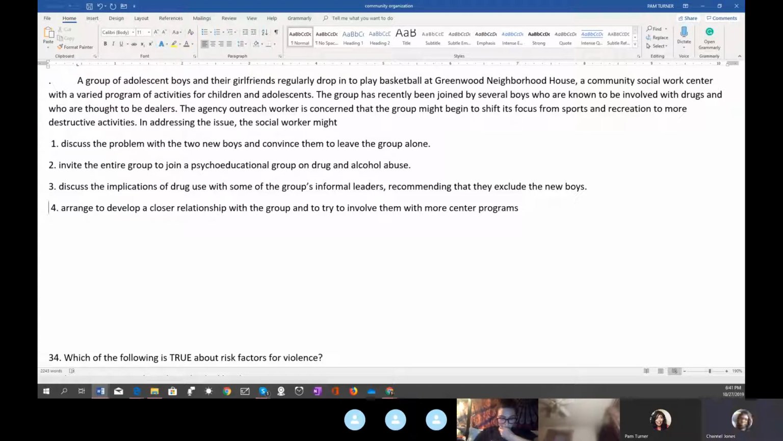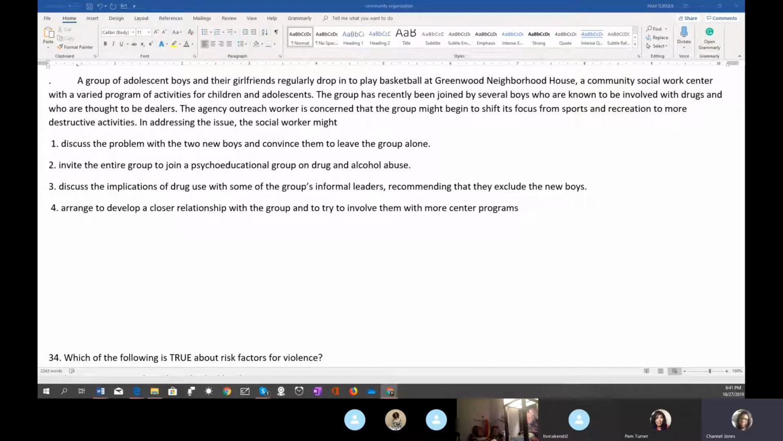Is it 2? Tell me why. This is my thought process. Well, you've got to tell me why. So what in the question, or what in your knowledge, tells you that's the answer? Well, discussing the problem with the new boys and convincing them to leave the group, you want to encourage the boys to stay in the group. This is a neighborhood community center. I assume you're going to have troubled teenagers in there. So trying to get them to leave the group is not good.